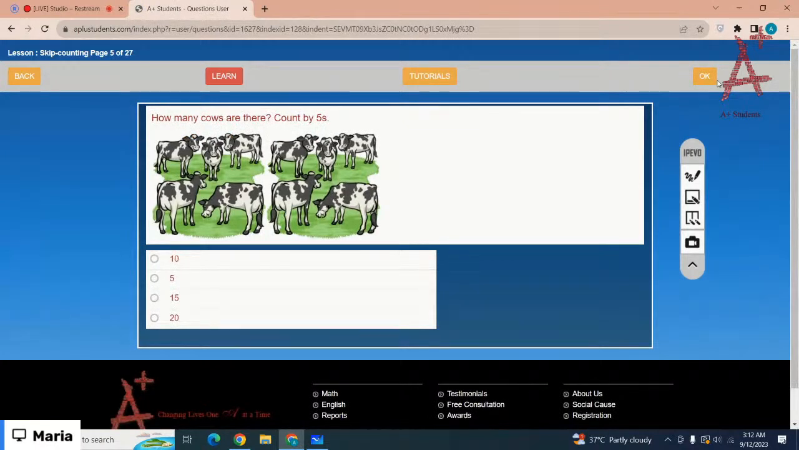How many cows are there? Count by fives. So which is the correct option? Yes, you have just two groups of cows. You have to count by 5. So which option is the correct one? Yes, very good. There are 10. The correct option is 10.